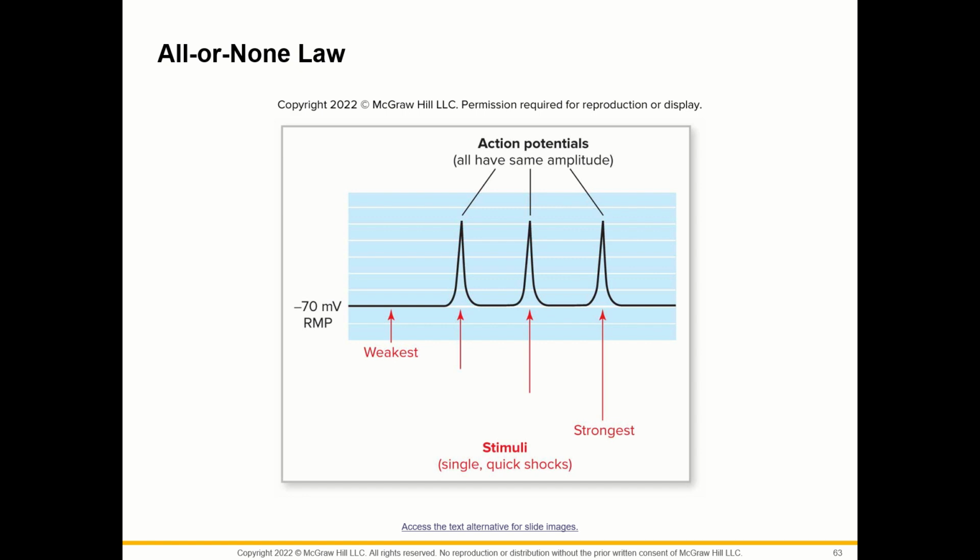So a single quick shock, which is the red arrows, delivered to an axon can serve as a depolarizing stimulus. If the stimulus is below threshold, no action potential is produced by the axon. Once the stimulus has reached threshold, a full action potential is produced. Any greater stimulus does not produce greater action potentials. Thus, action potentials are not graded. They are all or none.